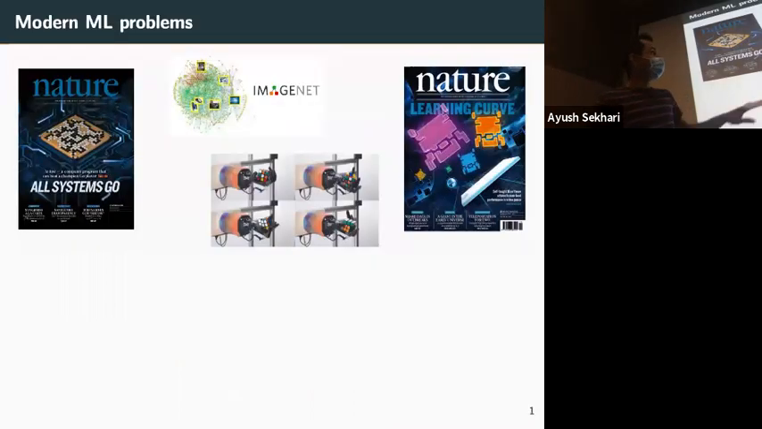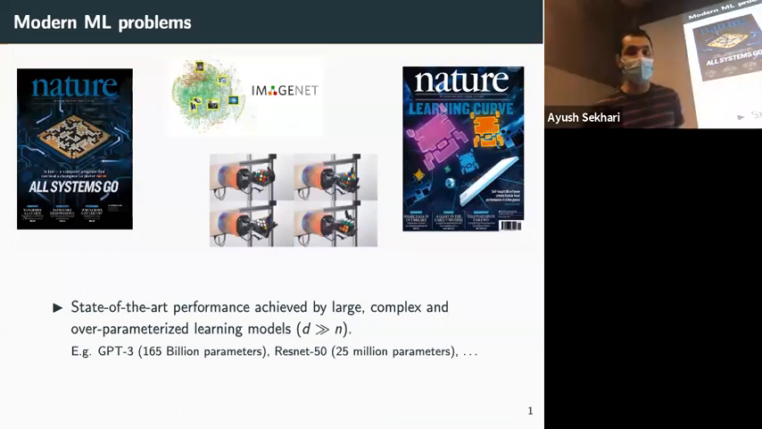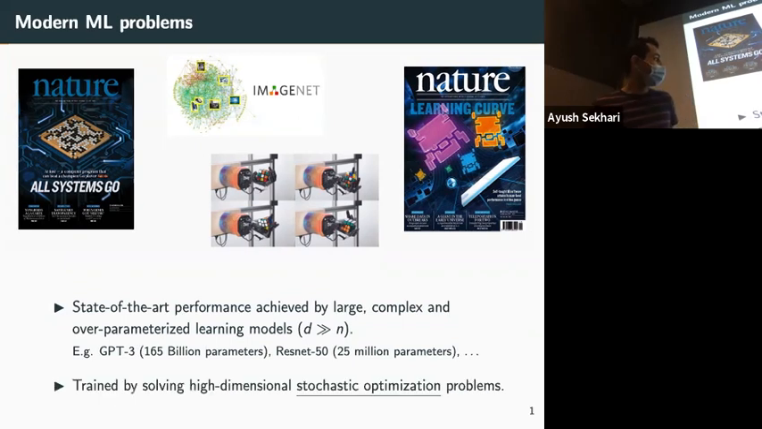So over the past decade, machine learning has led to many empirical breakthroughs in computer science, from solving complicated games to building the best computer vision softwares. In most of these applications, the state-of-the-art performance is achieved by using very large, complex, and over-parameterized learning models, typically where the number of trainable parameters is much larger than the number of available data points for training. And such complicated models are trained by formulating the learning problem as a high-dimensional stochastic optimization problem.